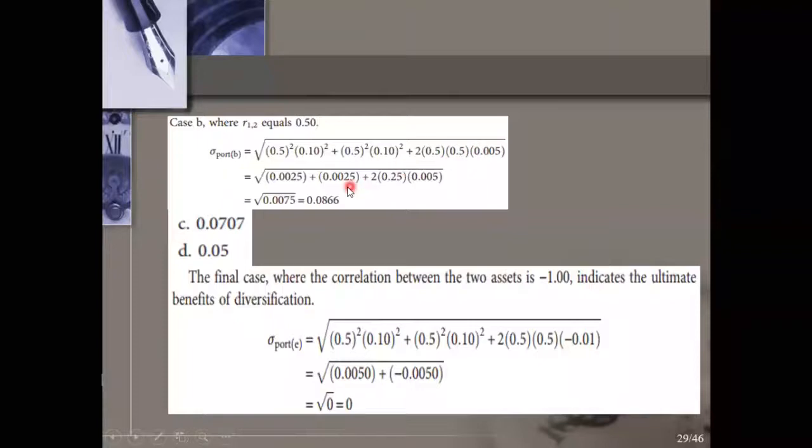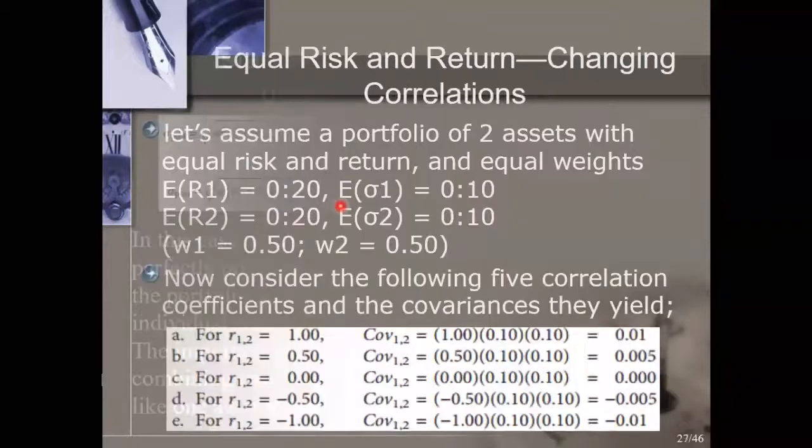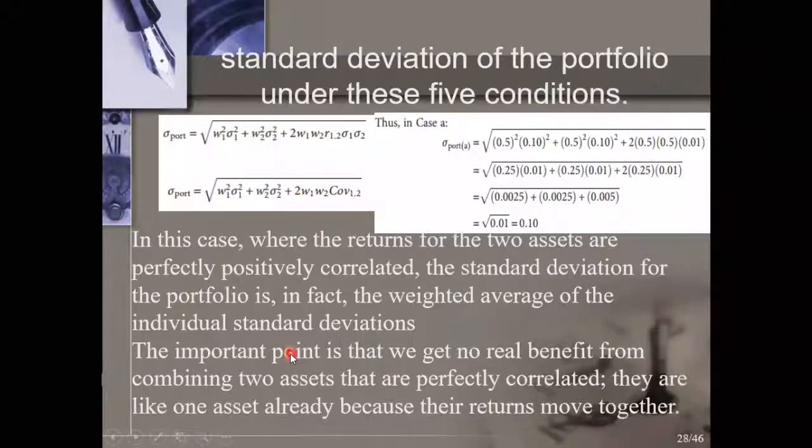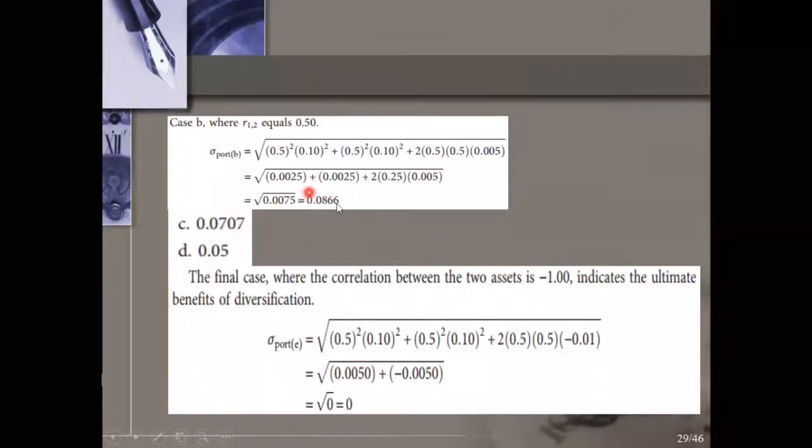Now the standard deviation of the portfolio comes to 0.00866. Do you think the risk has been reduced? Yes. The return correlation is still positive, but lower. We are saying that whenever the correlation is reduced, it reduces our risk. As the correlation is reduced, it has started reducing our risk.